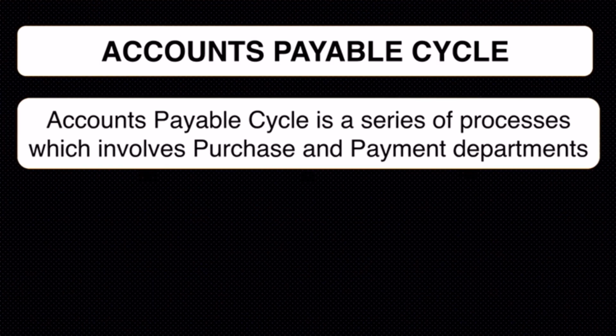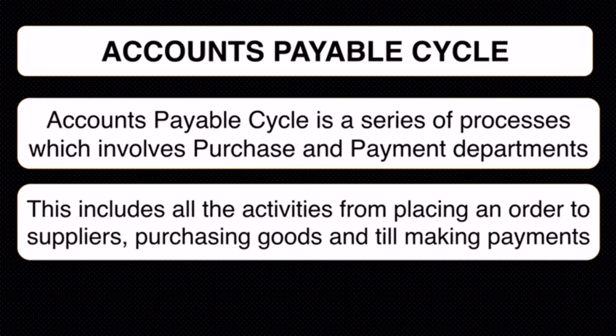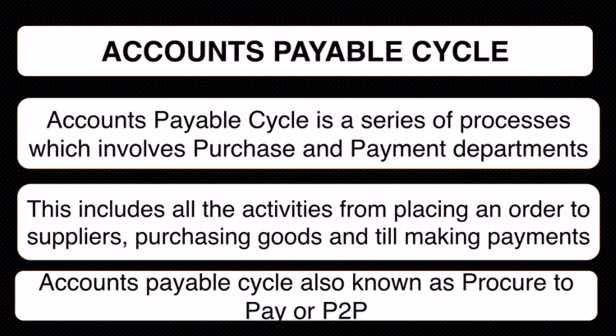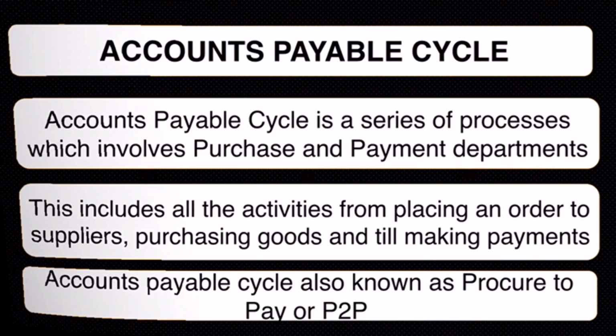Accounts payable cycle. Accounts payable cycle is a series of processes which involves purchase and payment departments. This includes all the activities from placing an order to suppliers, purchasing goods, and till making payments. Accounts payable cycle is also known as procure to pay or P2P.